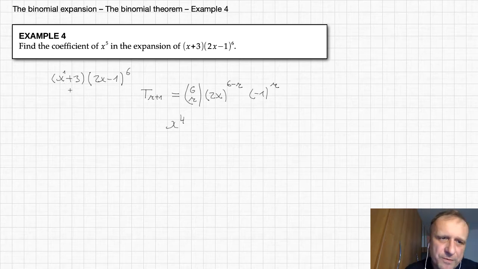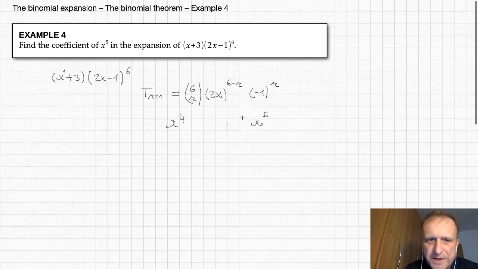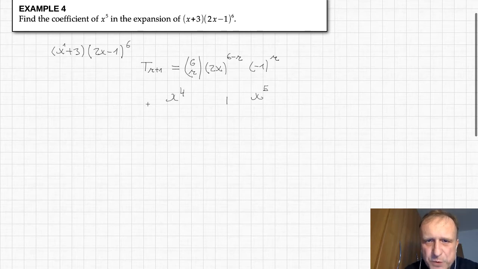And also, imagine that you are multiplying by 3. If you multiply by 3, then it doesn't change the power of x. So also we are interested in the term containing x to the power of 5. So there are two terms of this binomial expansion of the second bracket which are interesting for us, x to the power of 4 and x to the power of 5. Okay, so let us learn which ones are those terms.